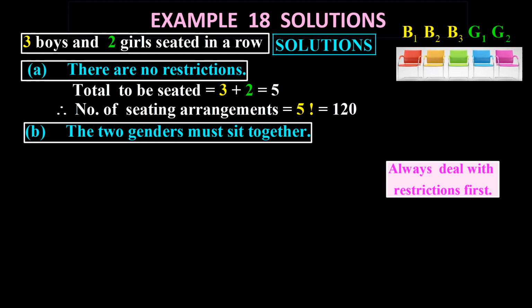Now we have a question here. The 2 genders must sit together. In other words, the boys must sit with the boys and the girls must sit with the girls. So let's see what we have here.